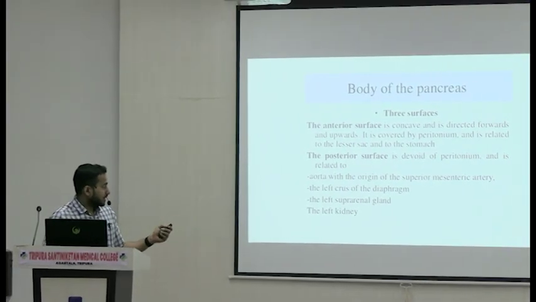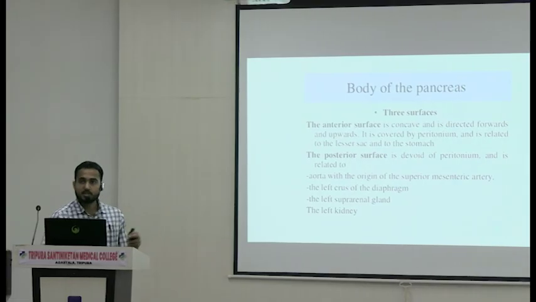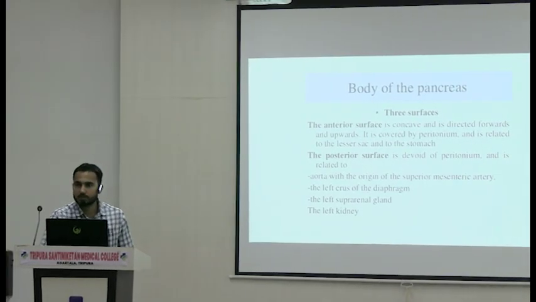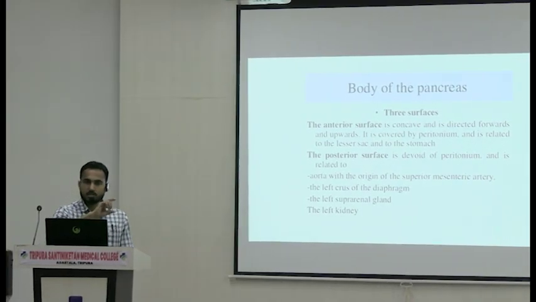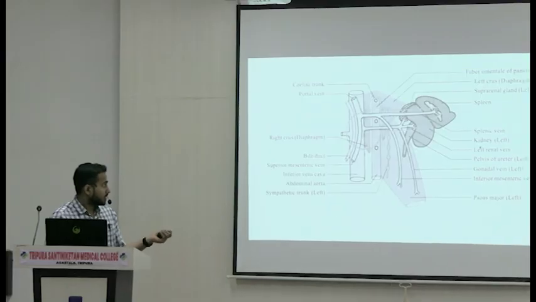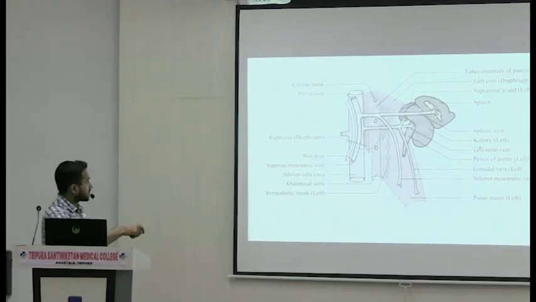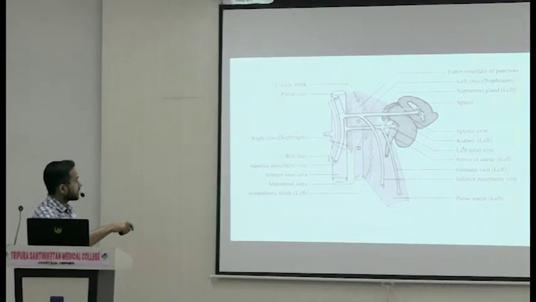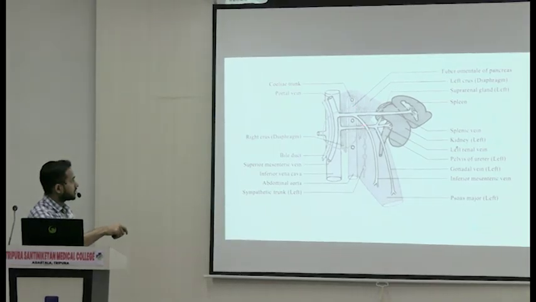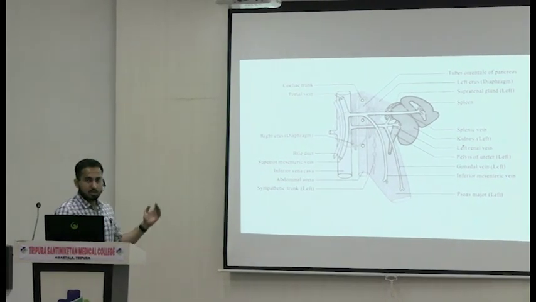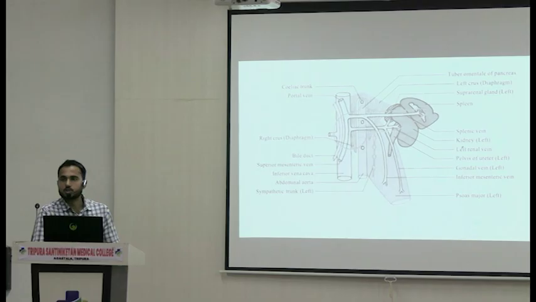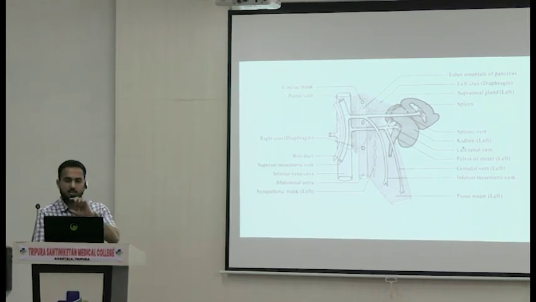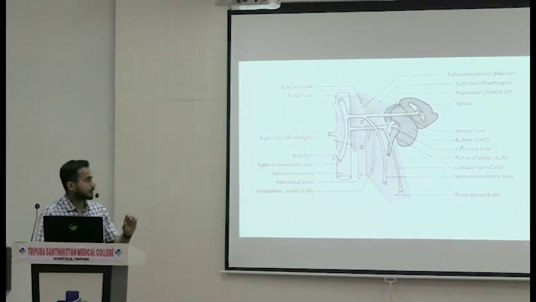Now posteriorly, if you see the pancreas, it is devoid of peritoneum, that means it is not covered by the peritoneum. Though it is lying horizontally, that's why it is covering a few of the organs. Now here you can see, this is a beautiful diagram. This is the outline of the body of the pancreas. This is the tuber omentale. So you can see the structures which are situated posterior to the pancreas.